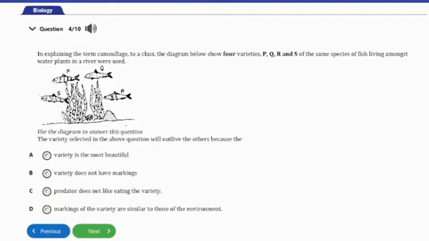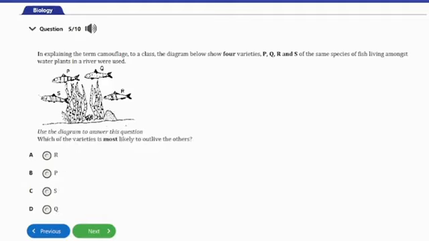So guys, the answer to this question is option D here. The variety that will most likely survive in this environment without being attacked much by the predator is the one with the most markings, and the markings that are similar to that of the environment. So that's it for this question. Let's go ahead and answer the next question, guys.